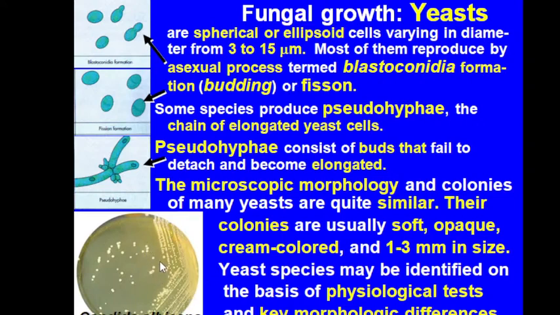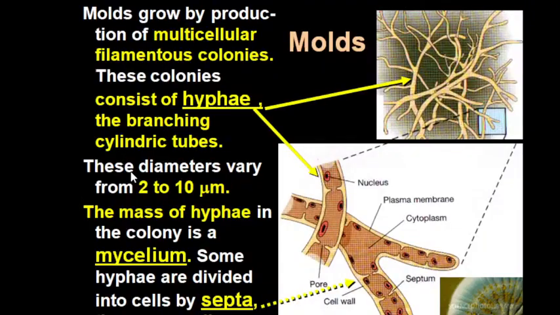Because they are larger than bacteria, yeast species may be identified on the basis of physiological tests and key morphological differences. For example, the design of pseudohypha may be very important in identification, for example, of Candida, in differential identification. Because the design of pseudohypha of Candida albicans will be absolutely different from the design of pseudohypha of Candida tropicalis. Okay, we go ahead.